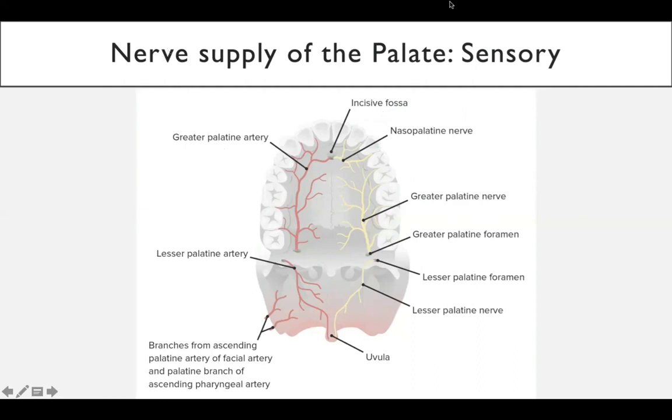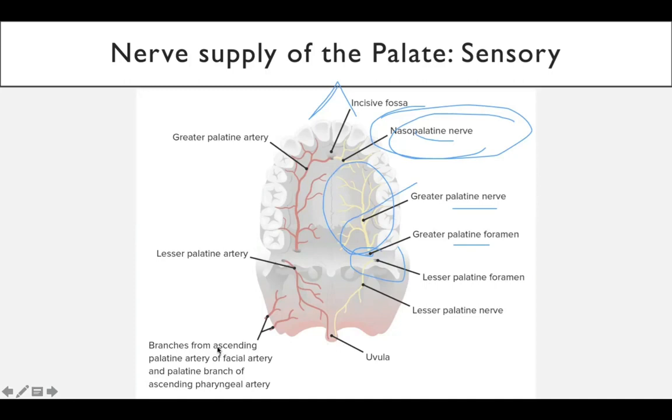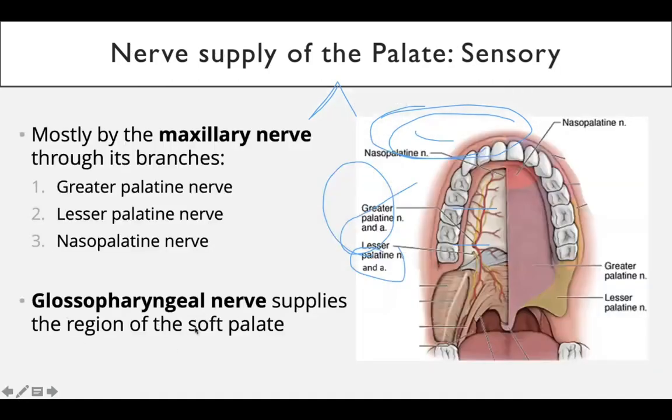Okay, so let's revise again. Towards the nose, there is the nasopalatine nerve. And then the palatine nerves: the greater area is the greater palatine, and the lesser area is the lesser palatine, and it goes towards the uvula. There should be another nerve, which is the glossopharyngeal nerve, also supplying the soft palate. Okay, so now we remember.